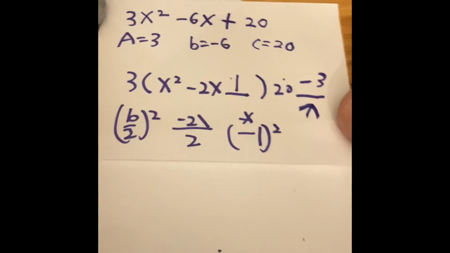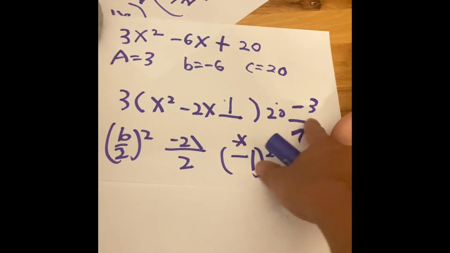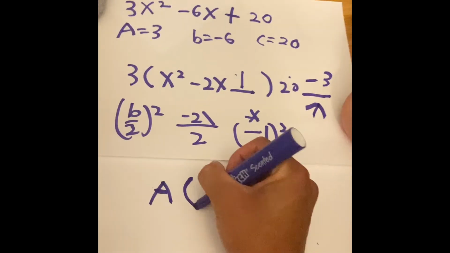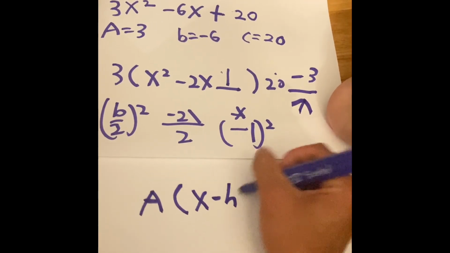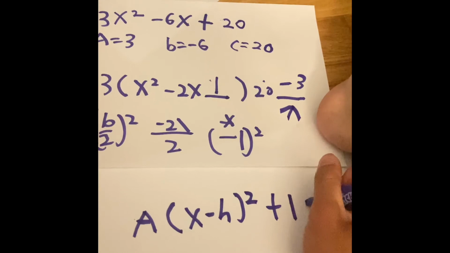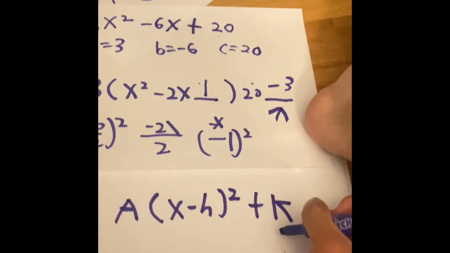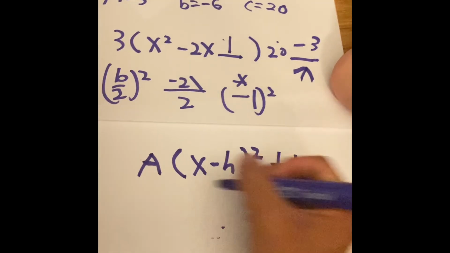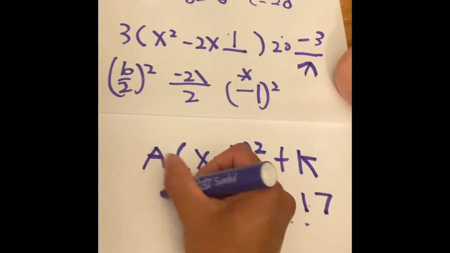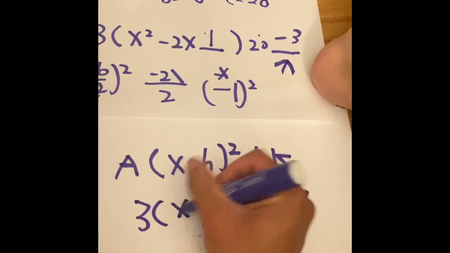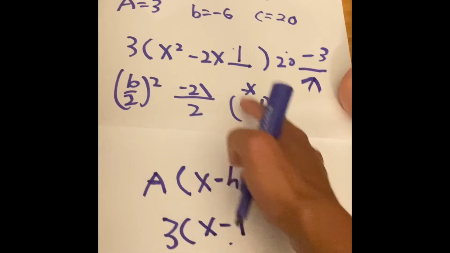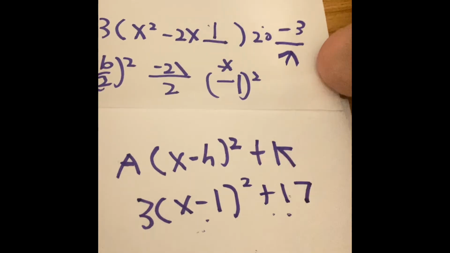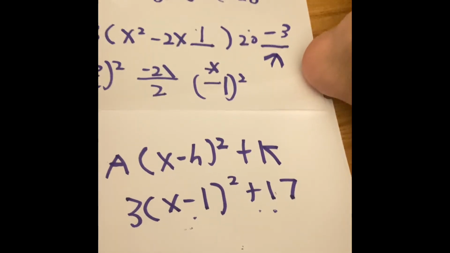So our last step is to have the 20 subtracted by 3. That will bring us to our a(x minus h) squared plus k. 20 minus 3 is going to represent our k value, so that's going to be 17. So here we have it in our vertex form: 3 parentheses x minus 1, because that's what we got for here, and for the x squared, parentheses squared plus 17. And that is our new vertex form.